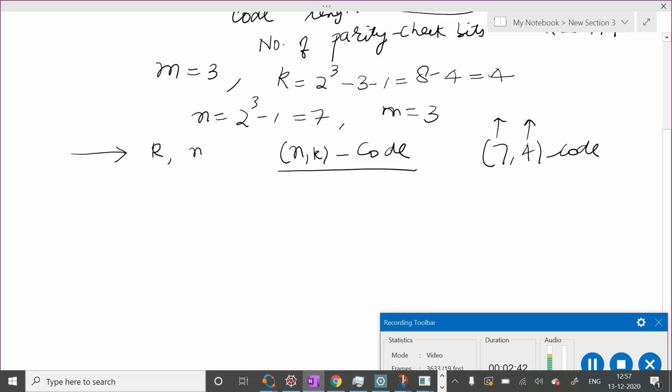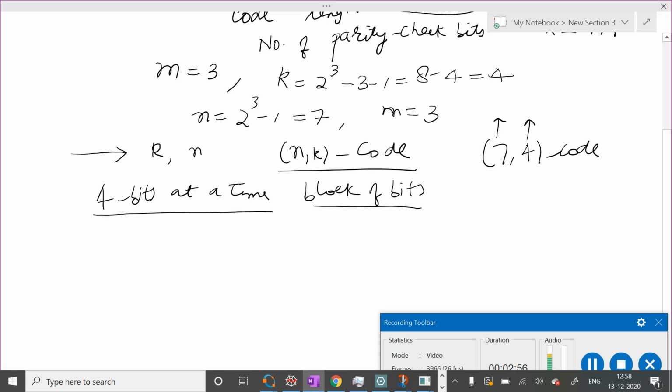And there is one more important thing about terminology. We are taking 4 bits at a time, 4 message bits at a time. In other words, we are taking a block of bits. I will tell you later an example of convolutional codes where we don't take 4 bits or k bits at a time. We take 1 bit at a time and do some coding. So for that reason, this is called block coding.